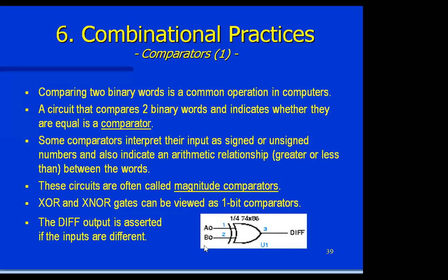Suppose A equals 0 and B equals 1, the difference equals 1. If A is 1 and B is 0, the difference is 1. If both inputs are identical, A0 and B0 equal 0, 0, or 1, 1, then the difference will be equal to 0. The difference output indicates whether A is greater or less than B. This is one way to identify how we perform the subtraction of two numbers.